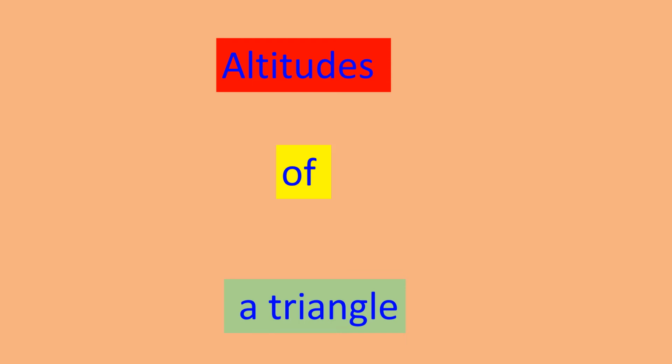Hello friends, let us learn in this video how to draw an altitude on each side of a triangle from its opposite vertex. Let us begin. We will take a triangle ABC. First we are choosing vertex A, so its opposite side is BC. We have to draw a perpendicular from point A to side BC.